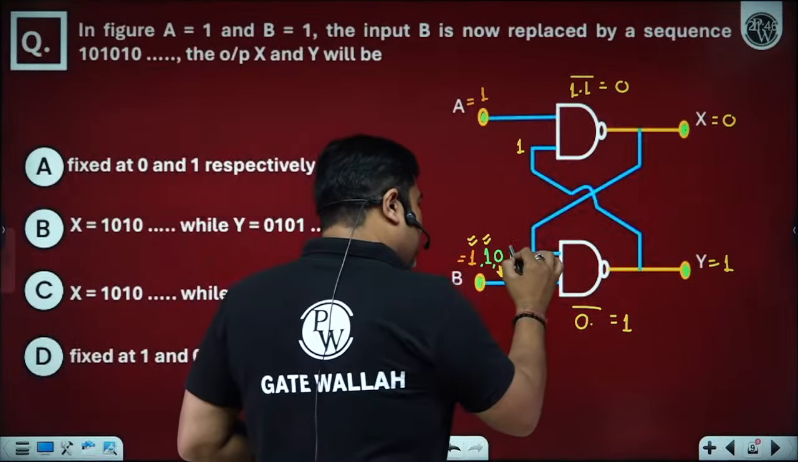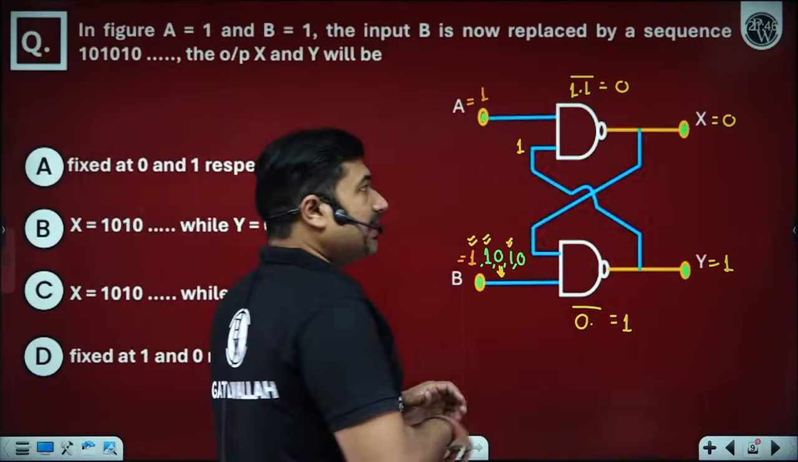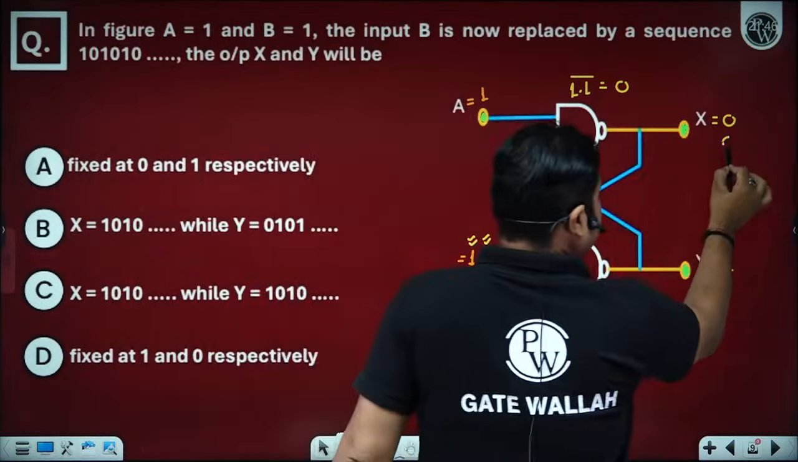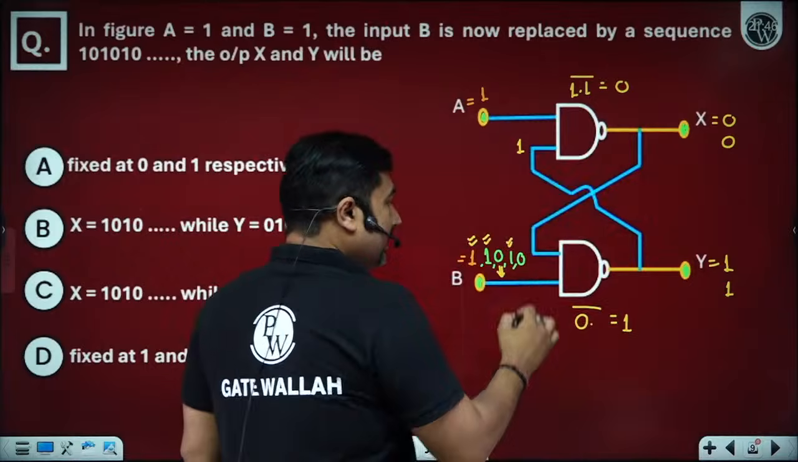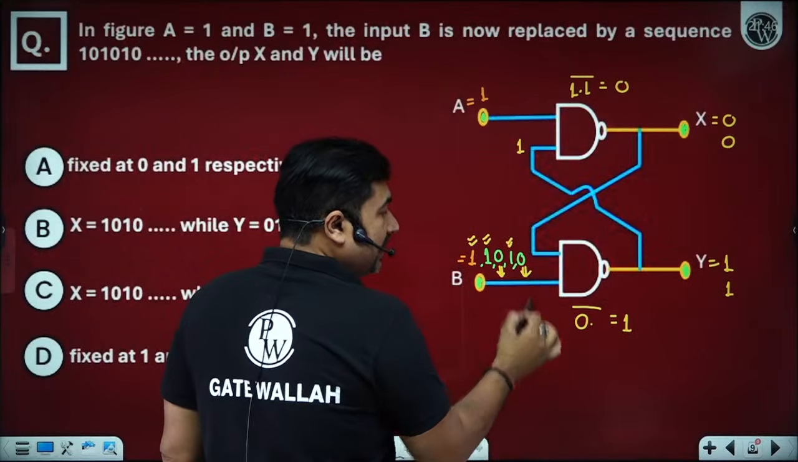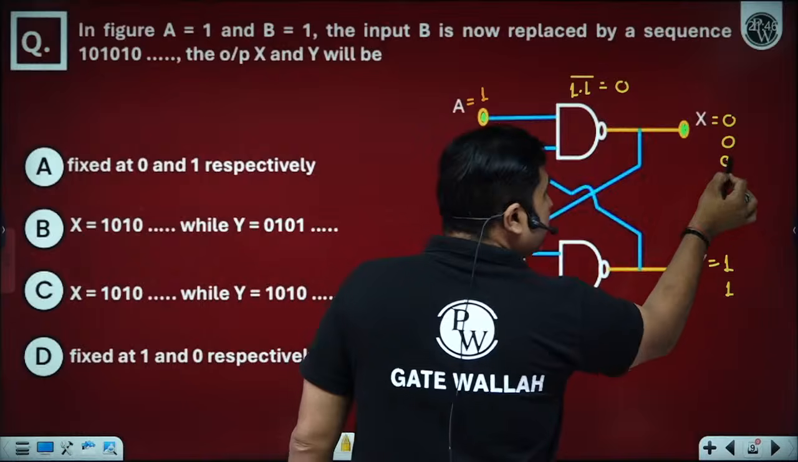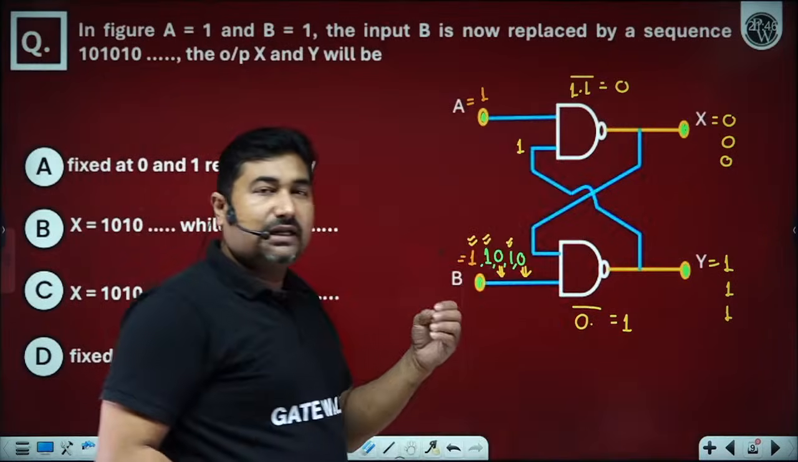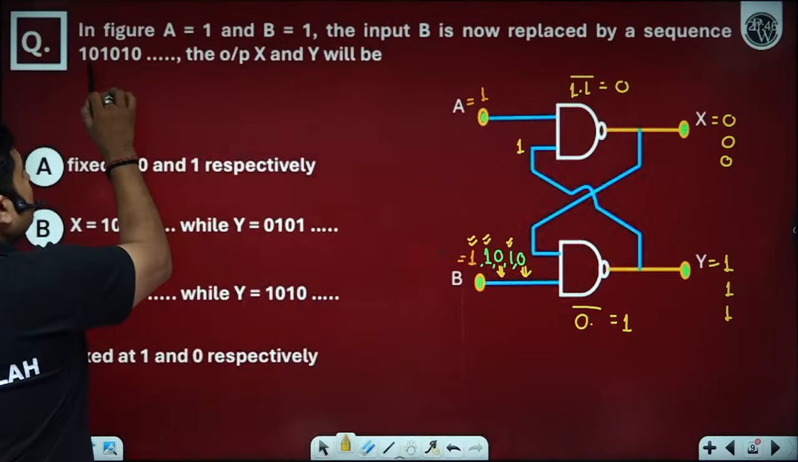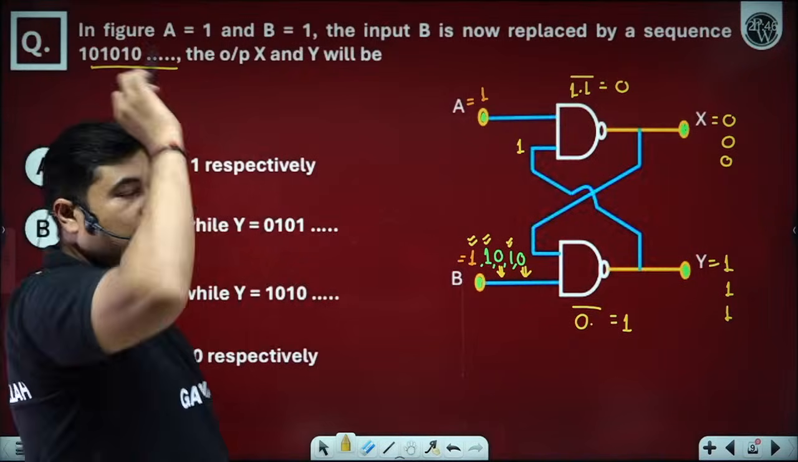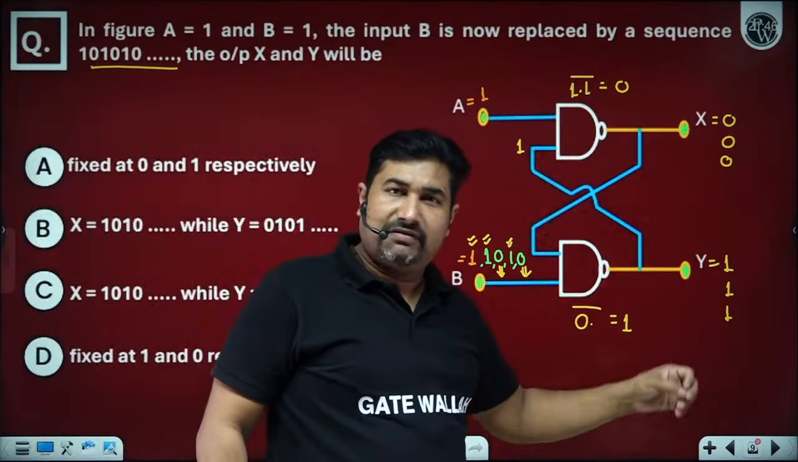Now we are going to apply 1. So again we will get the previous state. What is the previous state? 0, 1. Again we are applying 0. When we are applying 0, the same happens, you will get 0, 1. So it doesn't matter if you apply the sequence 1 0 1 0 1 0 1 0 1 0, x will remain low and y will remain high.